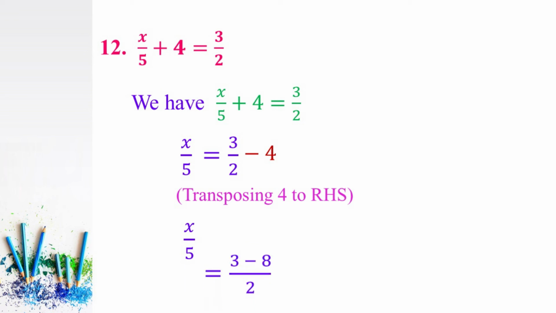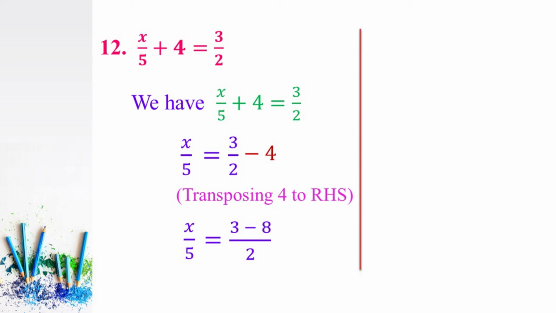x by 5 equal to the cross product, 3 into 1 is 3, 2 4s are 8. 3 minus 8 will get minus 5 divided by 2. So x by 5 equal minus 5 by 2.